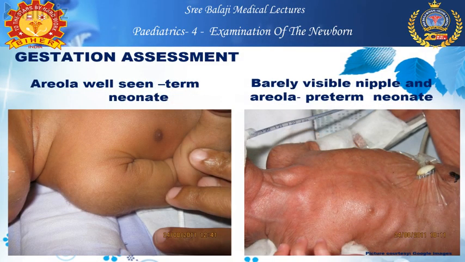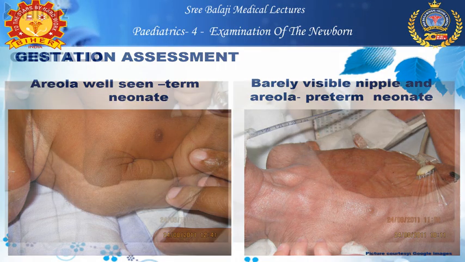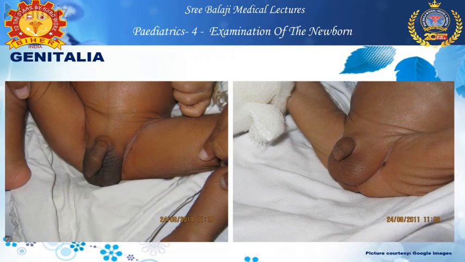Next, you see the breast tissue, areola and nipple. Look at the preterm baby. The areola is not visible, the nipple is barely seen, and there is no breast tissue. In a term baby, the nipple areola pigmentation is well seen, and there is breast tissue inside. You may be able to palpate the breast tissue, and mostly in a term baby, it is more than 5 millimeters.